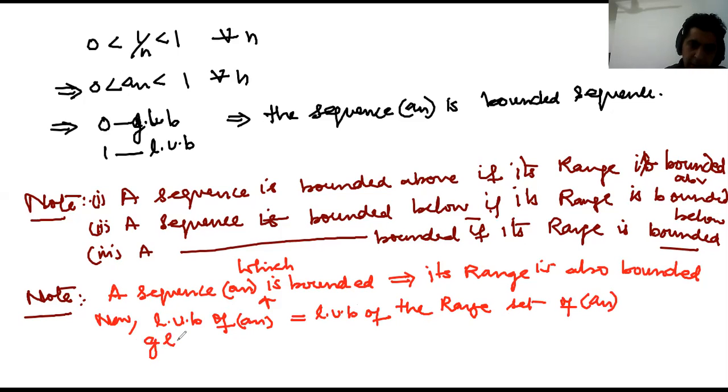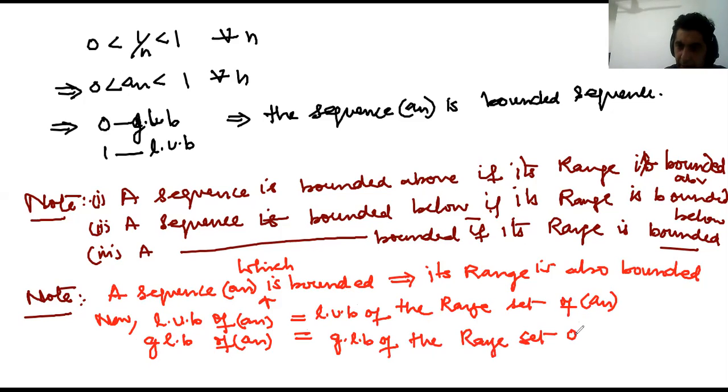Similarly, greatest lower bound of an sequence is equal to greatest lower bound of the range set of an. So we can say that the least upper bound of sequence and the greatest lower bound of sequence is nothing but the least upper bound and greatest lower bound of the range set.